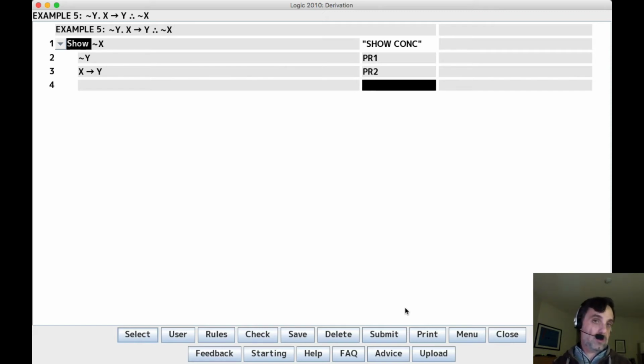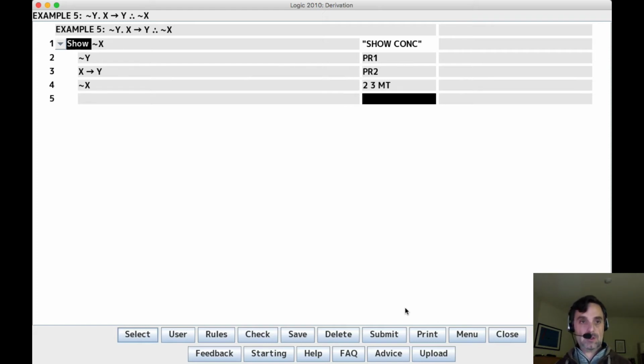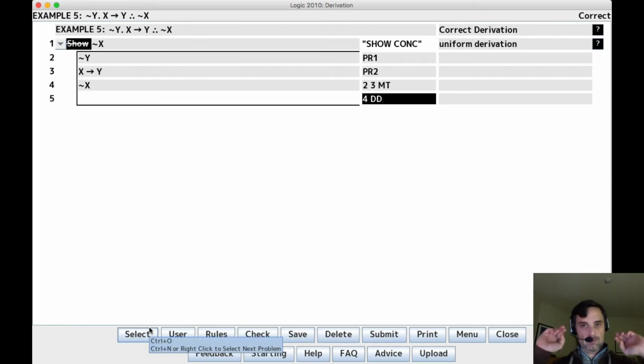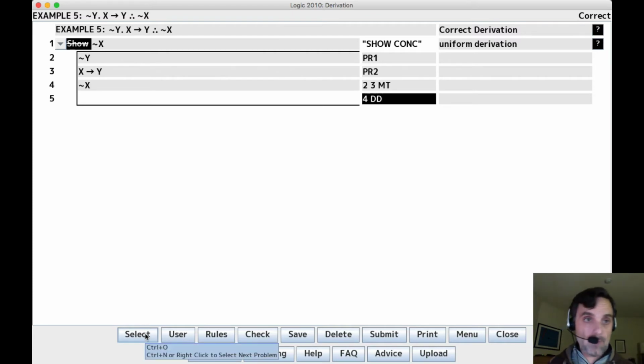Can we do modus tollens? Well, we need the negation of the consequent of line 3. The consequent of line 3 is Y. The negation of the consequent of line 3 is not Y. That's what we have on line 2. So that's 2, 3, modus tollens, not X. Hey, that's our conclusion. We're done. So, stage 1, conclusion and premises. Stage 2, inference rules. Stage 3, box and cancel with direct derivation once we have the conclusion.